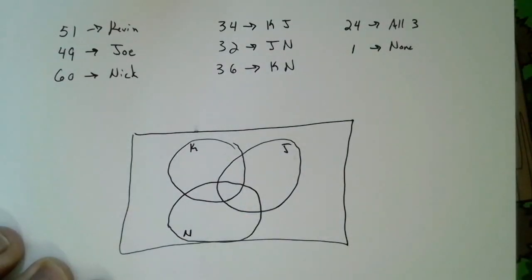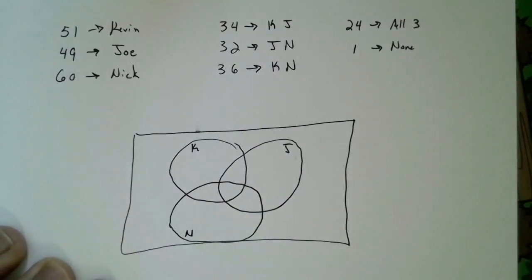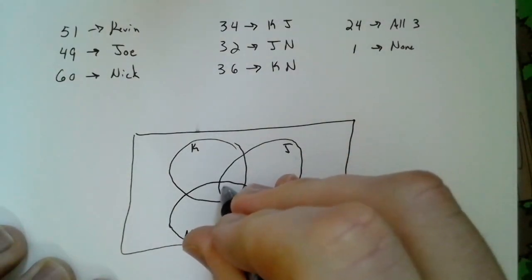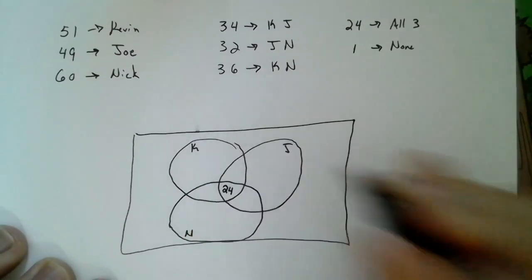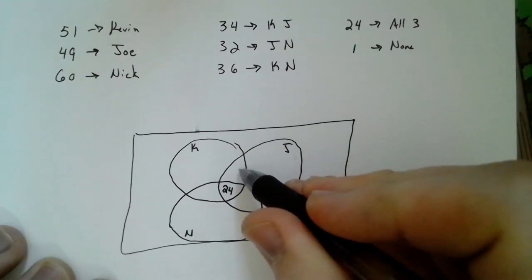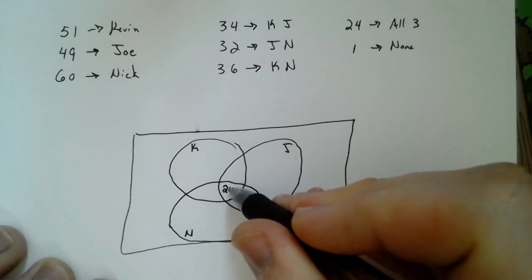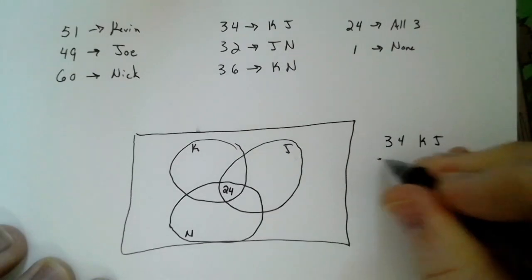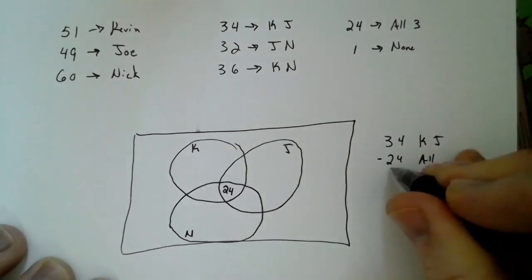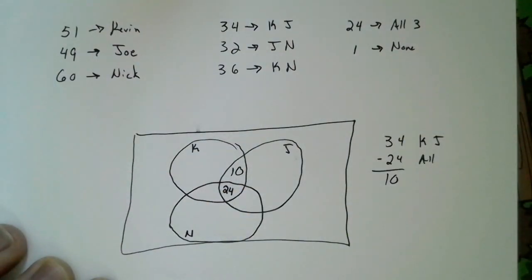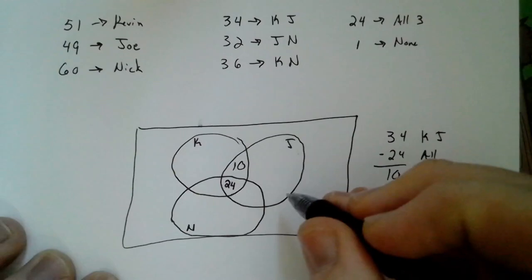Right? And we're going to start with where they overlap the most, right? So right here, we've got this space in the middle, which is 24 that admire all of them. Now, if we take a look at this region right here, this represents Kevin and Joe, right? This 24, they like Kevin and Joe, but there's 34 total that like Kevin and Joe. So I'm going to subtract the 24 for all and find that there are 10 in just this space right here.